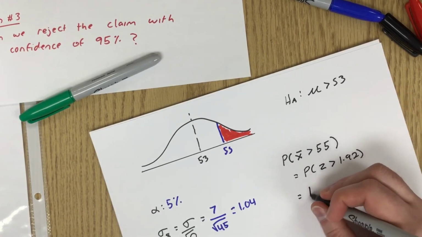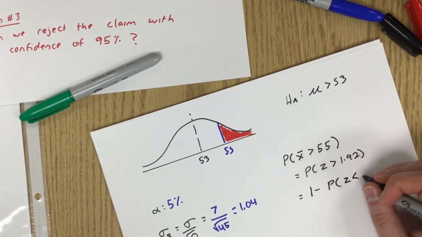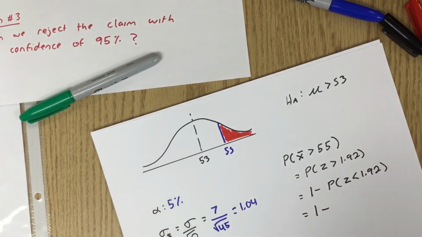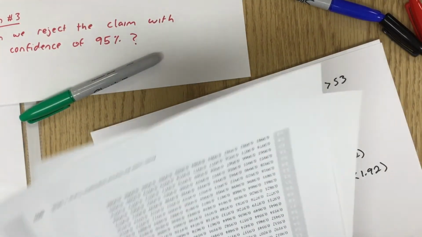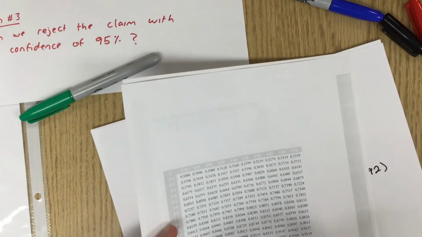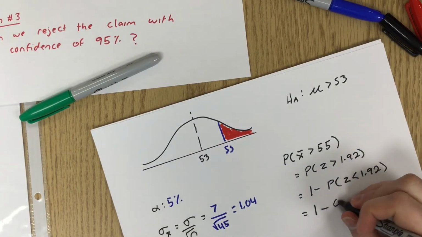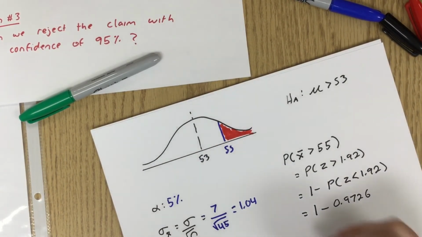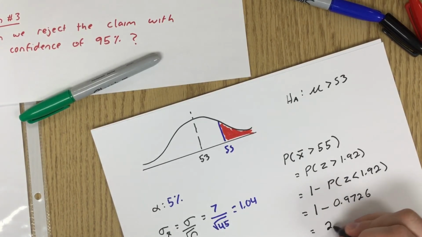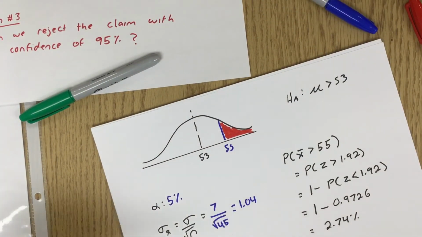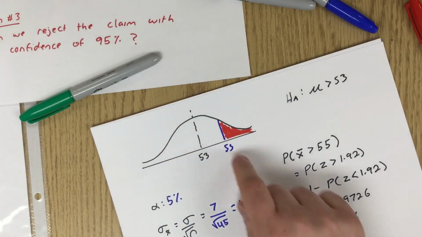The way we find bigger than is 1 minus the probability that z is less than 1.92. And the probability that z is less than 1.92 is 97.26%, so this is going to be 2.74%. So is 2.74% less than our significance? It is. So we're pretty confident that the mean is not 53.